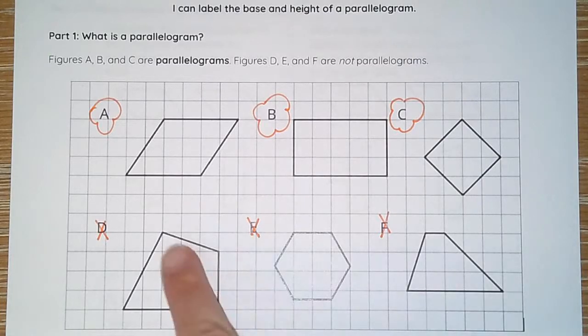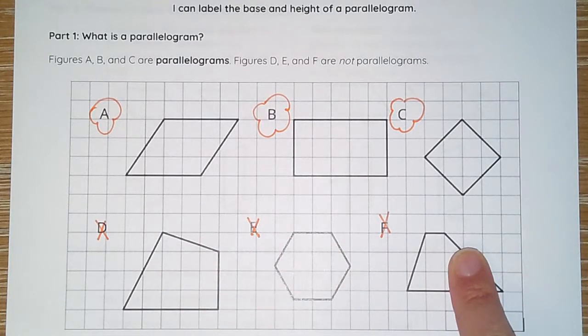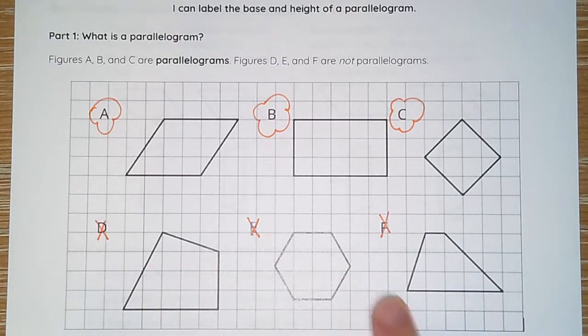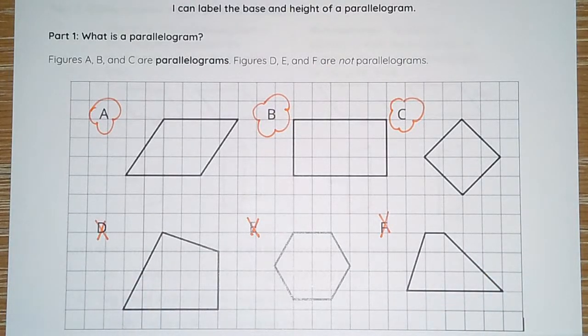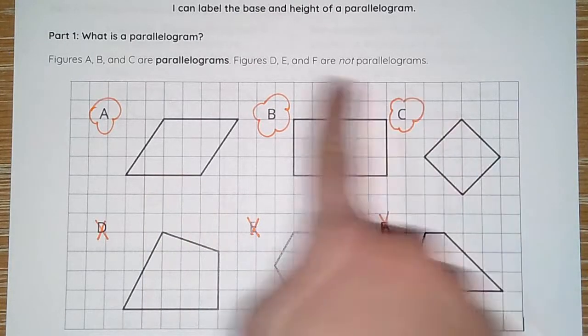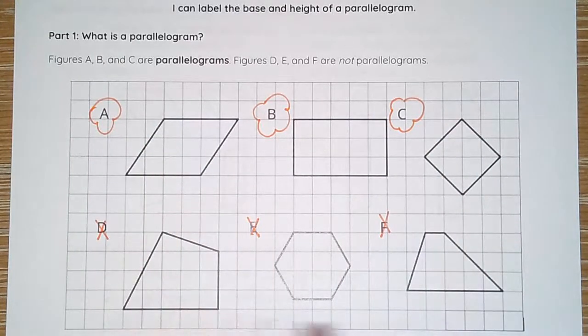And then also looking at D, E, and F. What are these missing? How are these 3 different than A, B, and C, making them not parallelograms? In a moment, you're going to pause the video, and I want you to ask yourself these questions. What makes these parallelograms? What makes these not parallelograms? So go ahead and pause the video and answer some questions about your thoughts.